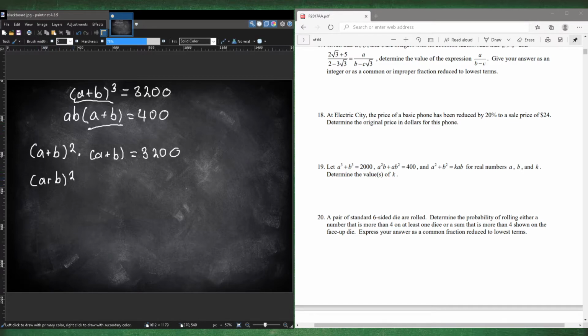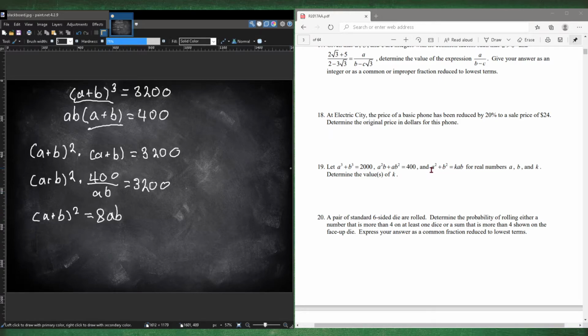And I know that a plus b is equal to 400 divided by ab. So a plus b squared times 400 divided by ab is equal to 3,200. So I know that a plus b squared is equal to 3,200 divided by 400. So 32 divided by 4 is 8, and then you multiply ab. So I know that a plus b squared is equal to 8ab.